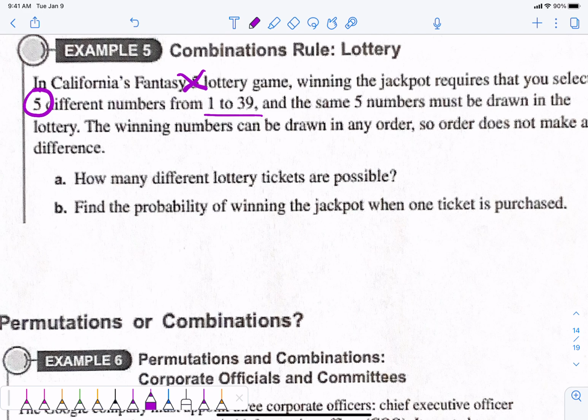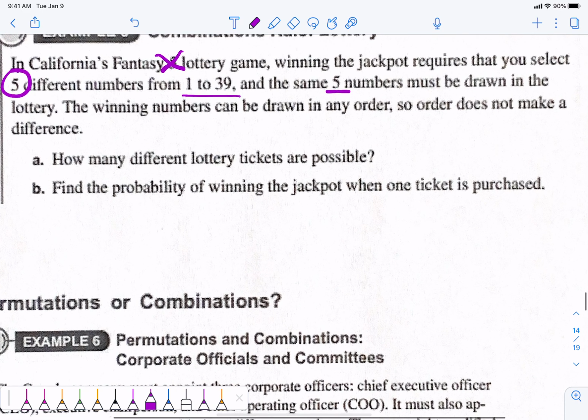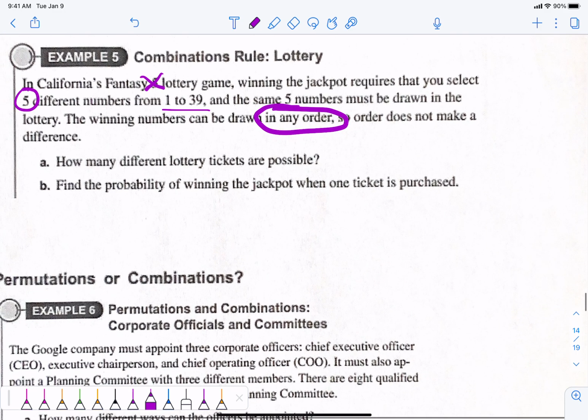40. There are actually 40 numbers if you include the 1, right? No, it is 39 numbers. It's 40 if you include 0. Okay, 39 numbers. And the same 5 numbers must be drawn in the lottery. The winning numbers can be drawn in any order. So order doesn't matter. We have no order.